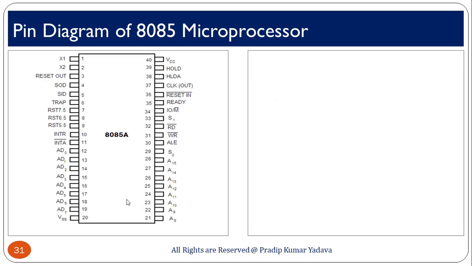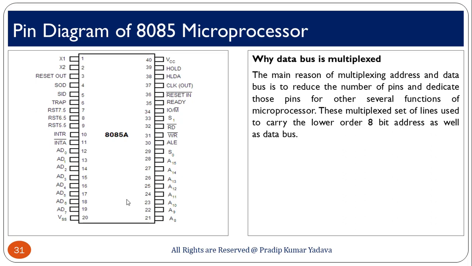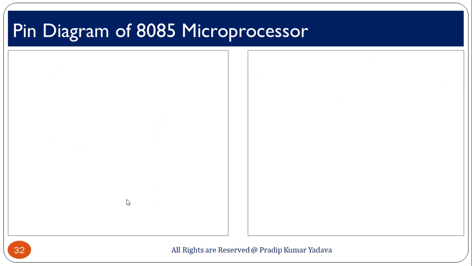Now here, why is the data bus multiplexed? The main reason for multiplexing the address and data bus is to reduce the number of pins and dedicate those pins to other functions of the microprocessor. These multiplexed lines are used to carry the lower order 8-bit address as well as the data, which we have already discussed in the last slide.